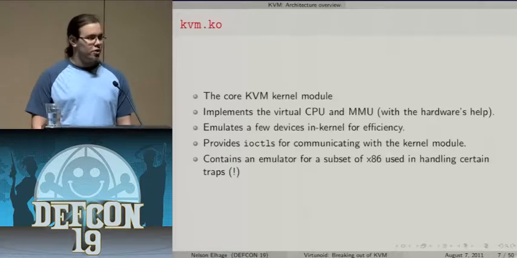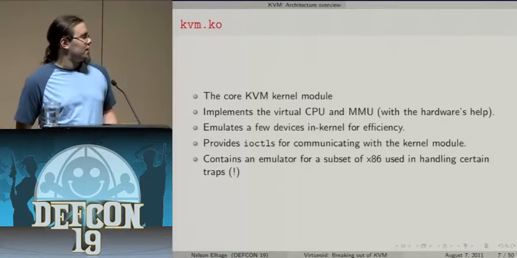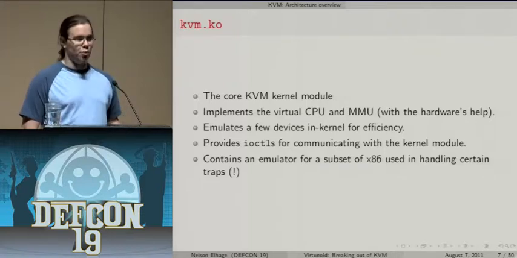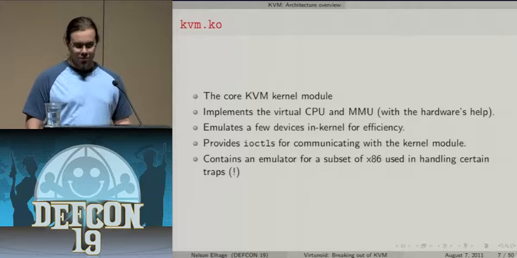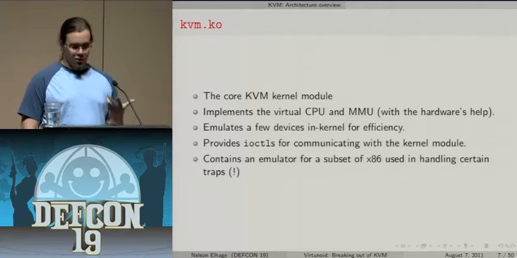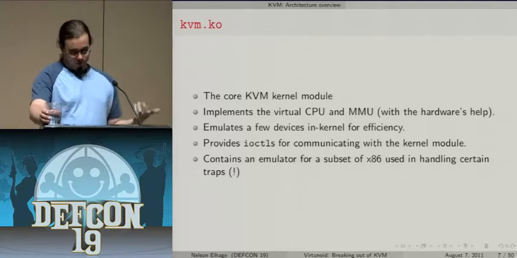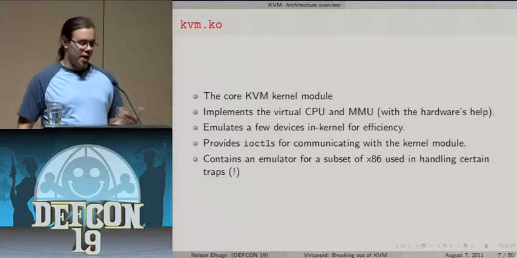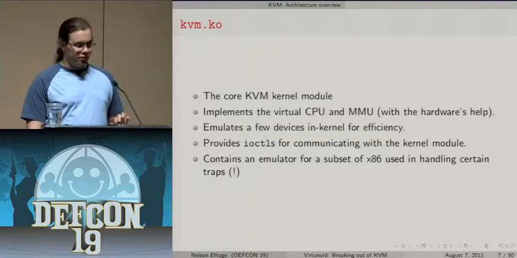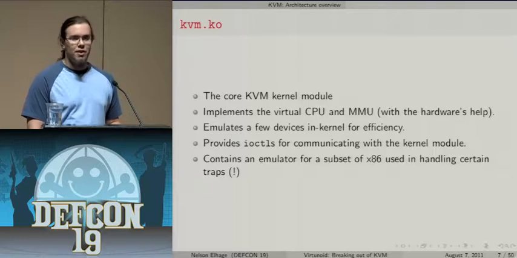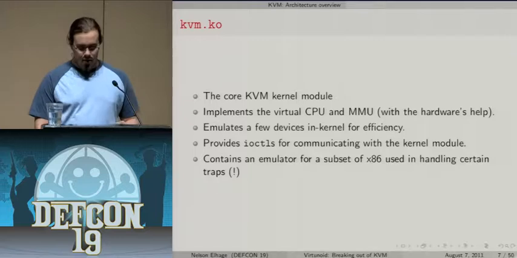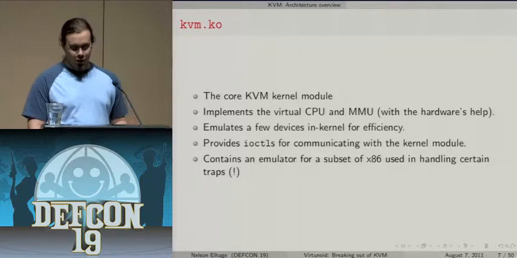Looking a little bit at the function of each of those and where they sit, kvm.ko is the core of the kernel side support for KVM. It's responsible for emulating and tracking the virtual CPU and memory management unit, the core of the virtual machine, using the x86 AMD and Intel hardware virtualization extensions. It emulates a small number of devices and input-output operations in the kernel directly for efficiency, but for the most part it doesn't deal with emulating hardware.